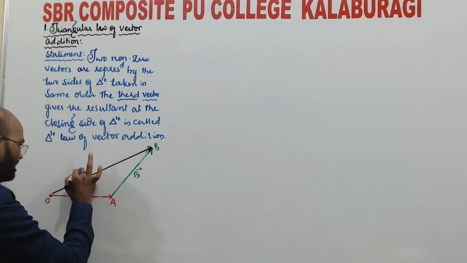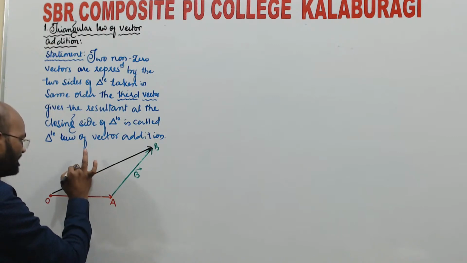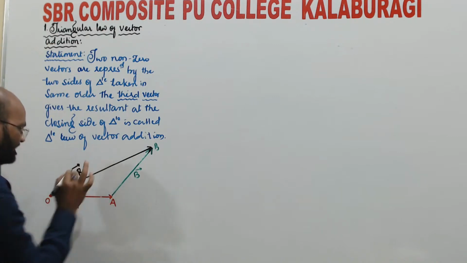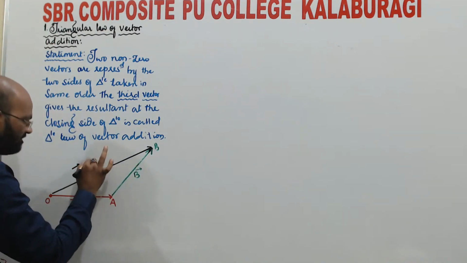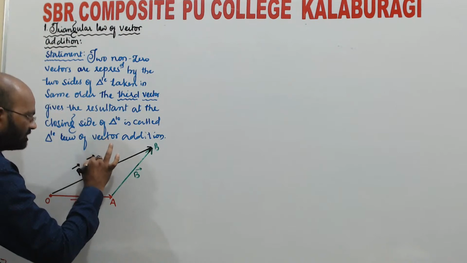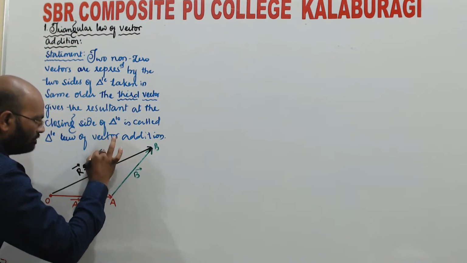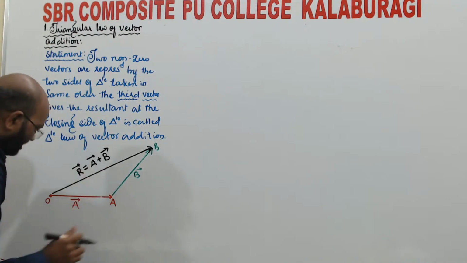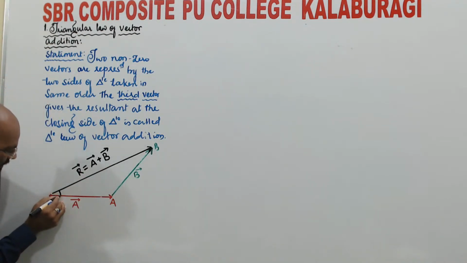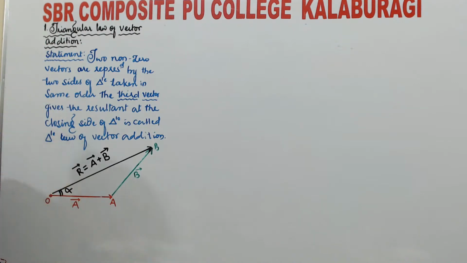This is called the resultant R, which is equal to A plus B. This is vector A, plus vector B. So this is called the resultant of the two vectors. It makes an angle over here, and this angle is called alpha.